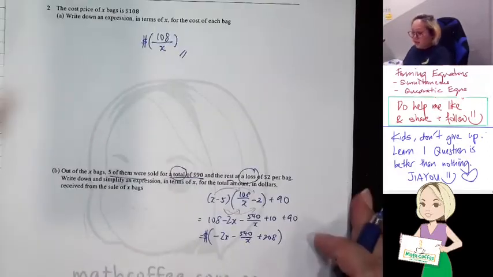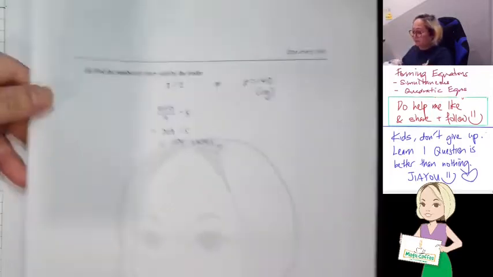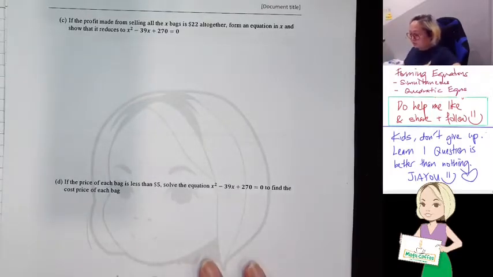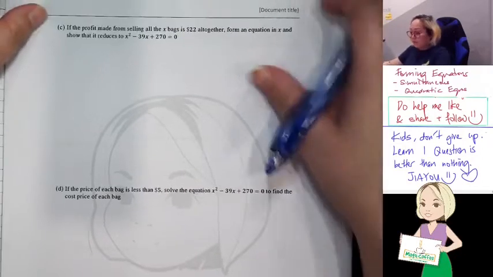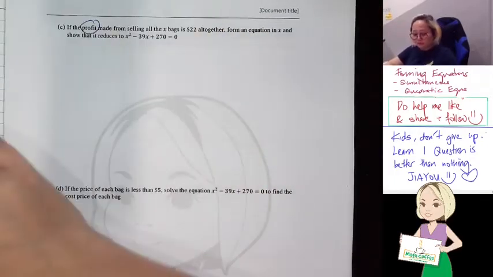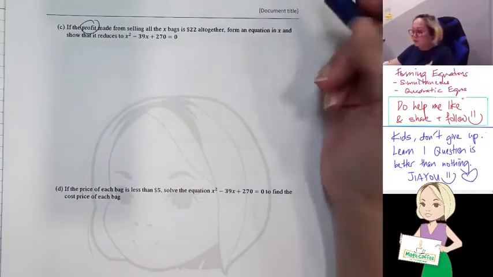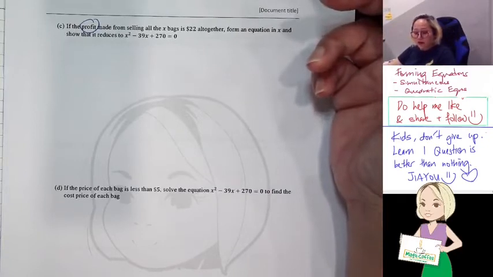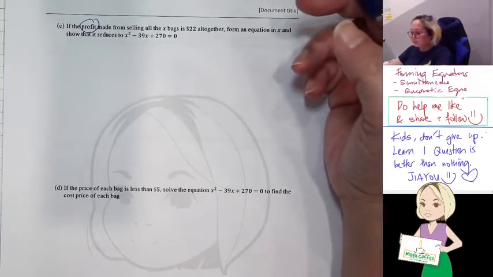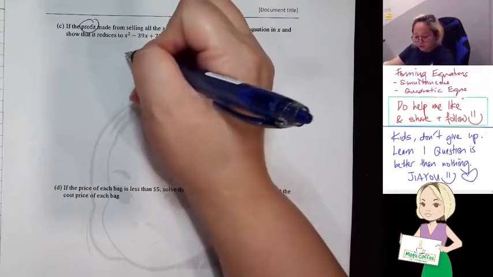Okay, so next we're going to form the equation. Remember this expression, this will be the amount that I receive in total. Now let's move on. They say the profit made from selling all the bags is $22 altogether. Again, they give you the word profit. Remember, it's not collecting just 22. If it's a profit of 22, it means I have to add the amount that I have spent earlier on. So let's write out the expression that I wrote here.